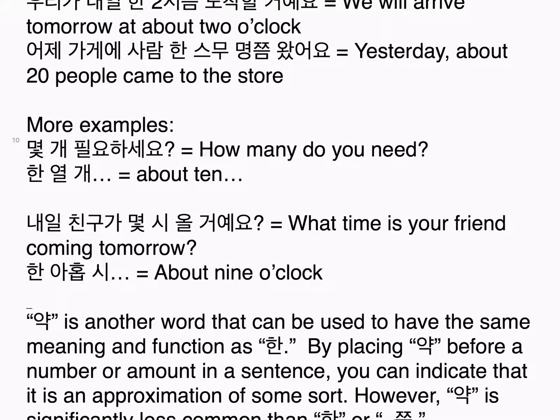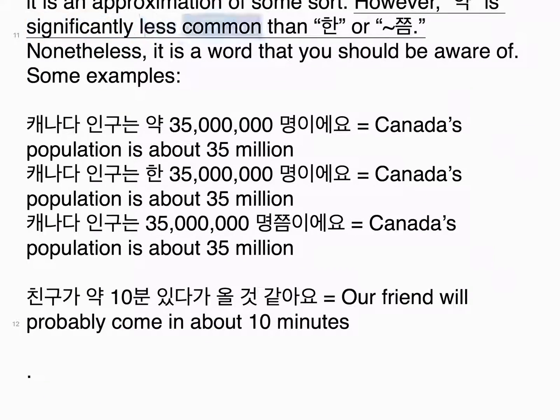약 is another word that can be used to have the same meaning and function as 한. By placing 약 before a number or amount in a sentence, you can indicate that it is an approximation of some sort. However, 약 is significantly less common than 한 or 쯤. Nonetheless, it is a word that you should be aware of.